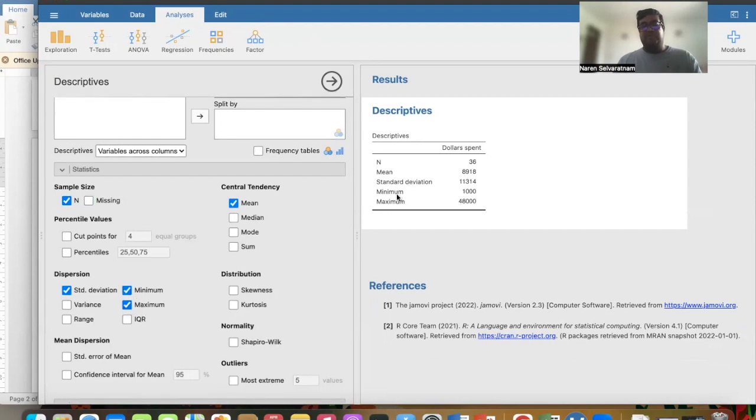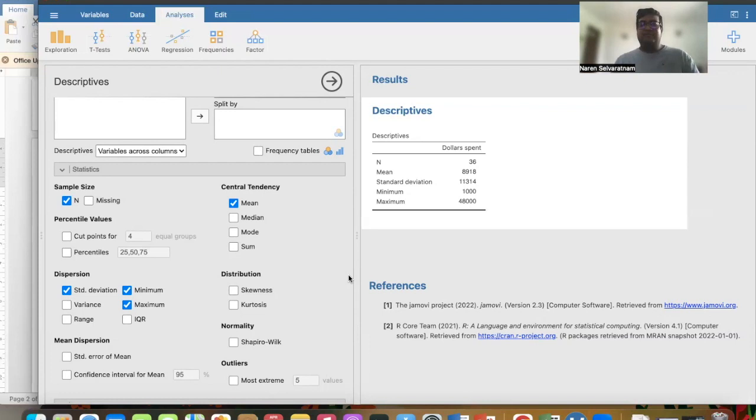That is good because the minimum a person has spent in this full data set is 1,000, and the maximum a person has spent in this data set is 48,000. So for 36 people, that's a huge range. And maybe because there are different degrees of flashiness, in certain ones people have spent more, and in certain ones people have spent very little.